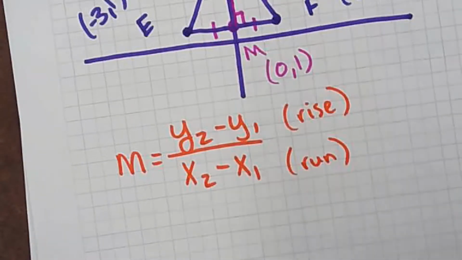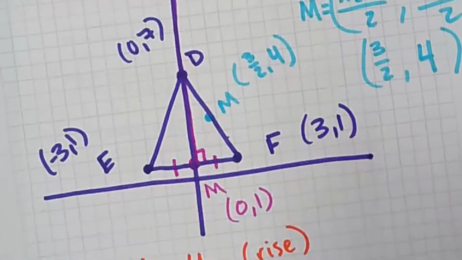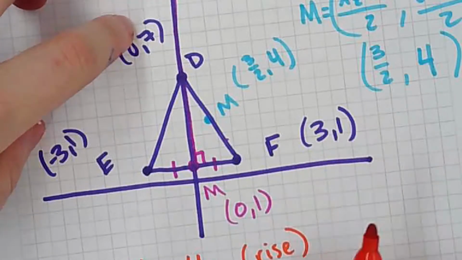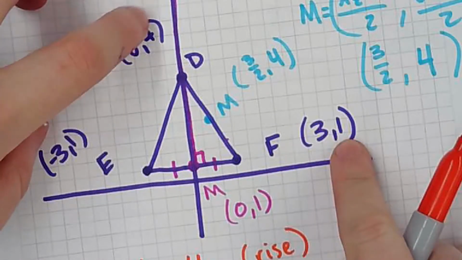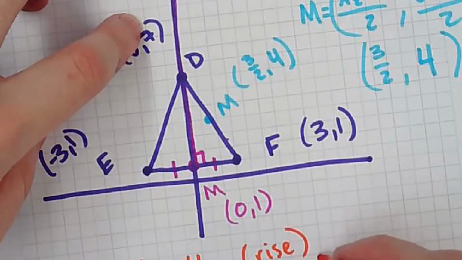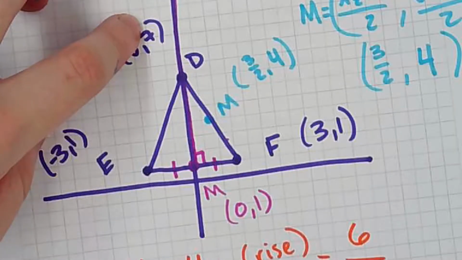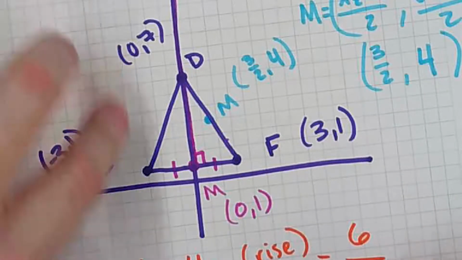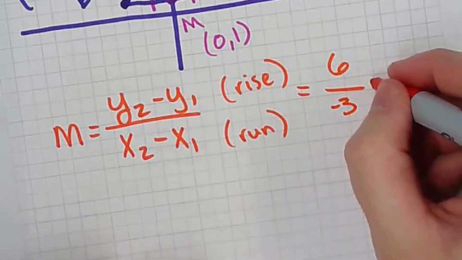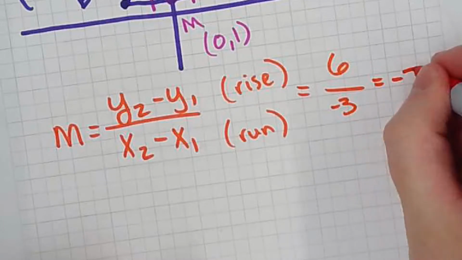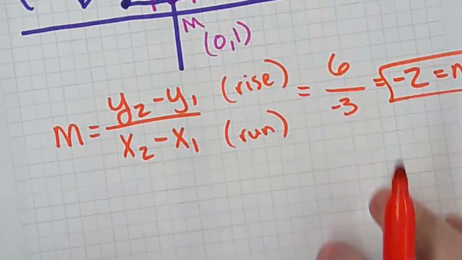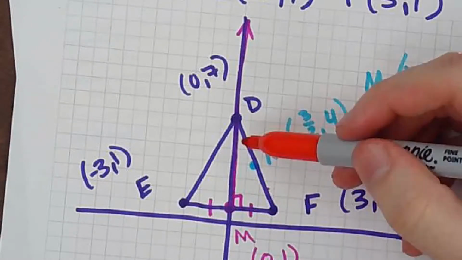So y2 minus y1. Let's call all of these guys coordinate 2, and let's call this coordinate 1. So the second one minus the first one. 7 minus 1 is 6. And we do the second minus the first here. 0 minus 3, negative 3. So the slope between those 2 points is 6 divided by negative 3, which is negative 2. And that's the slope of this segment right here. So that's that segment slope.